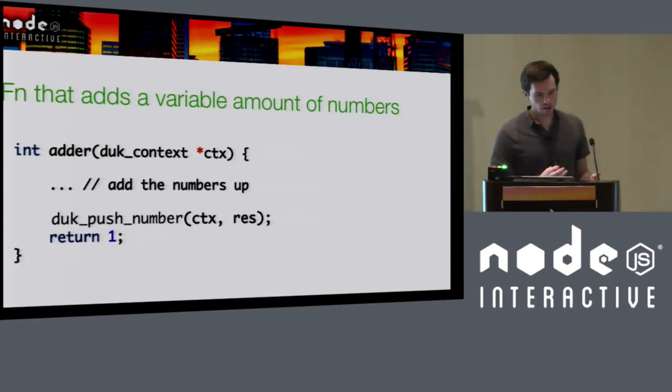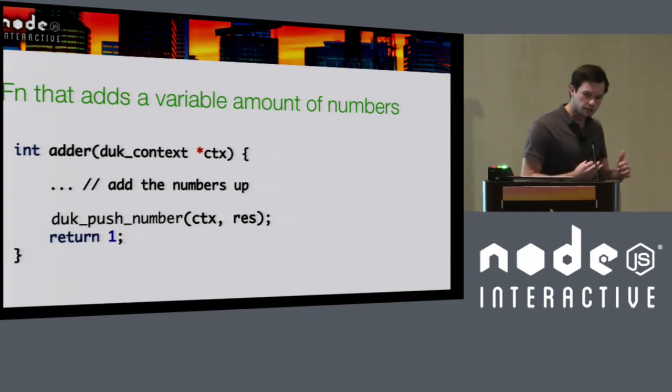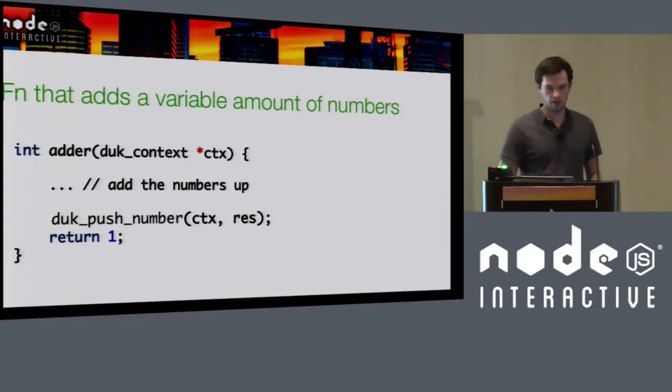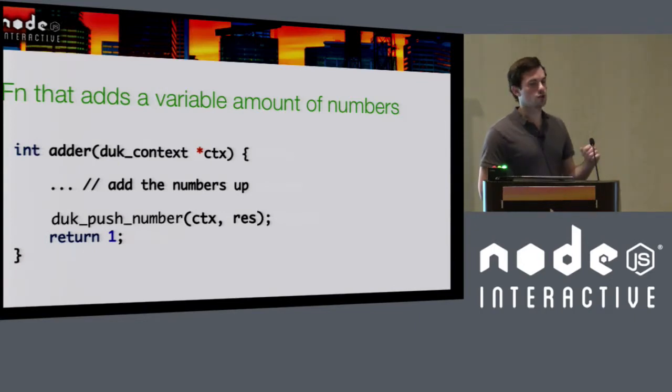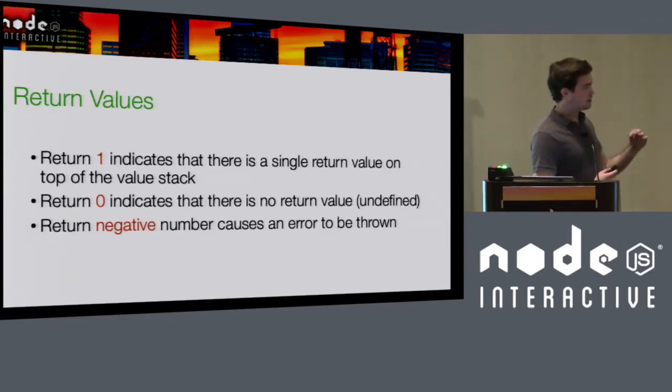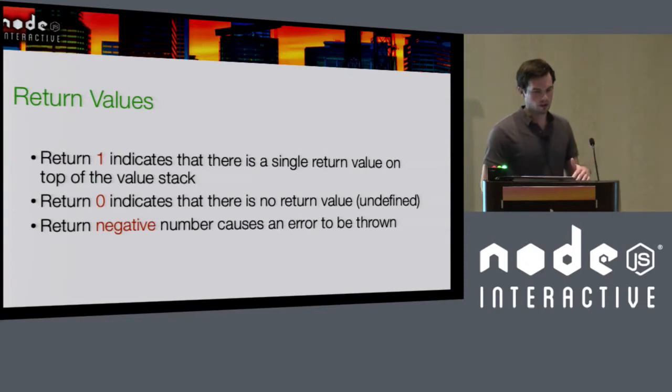You have an integer, you have the function, and it takes a duk_context. And then at the end of it, you push the return value and say that I have a single return value. This return integer is very important because it dictates actually what the function is returning. You say 1 if there's a single return value.